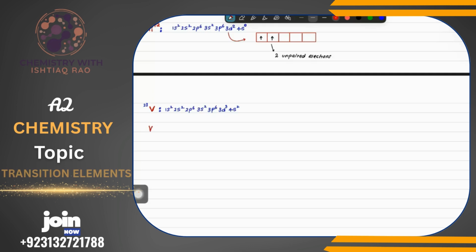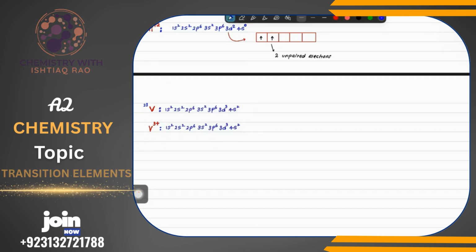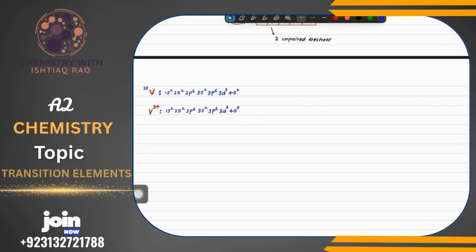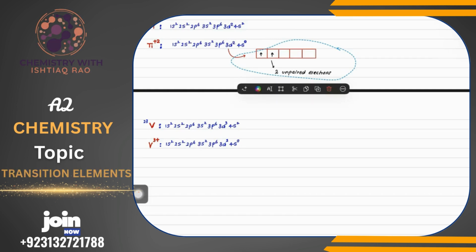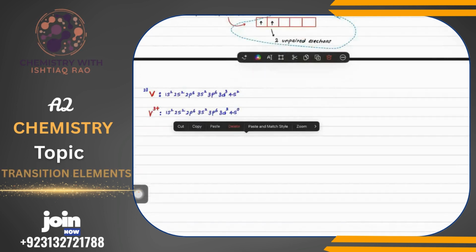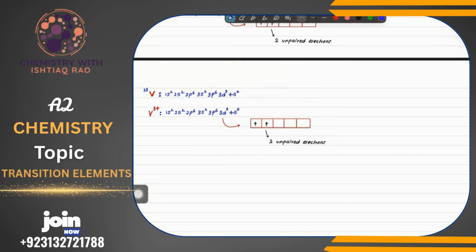I would be removing 3 electrons like that. And the remaining configuration would be, this is going to be 2, and this is going to be 0, isn't it? I have removed 3 electrons. After removing 3 electrons, what am I supposed to do? Yes. Then we have to see it has 2 unpaired electrons. Yes, vanadium is also a transition element.